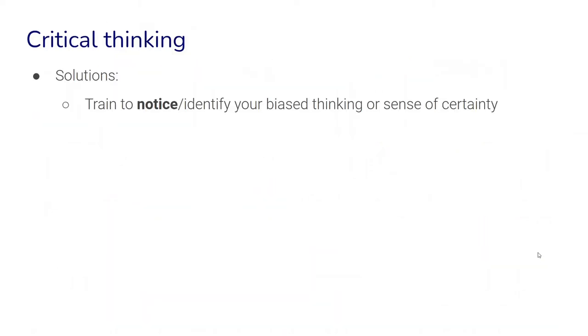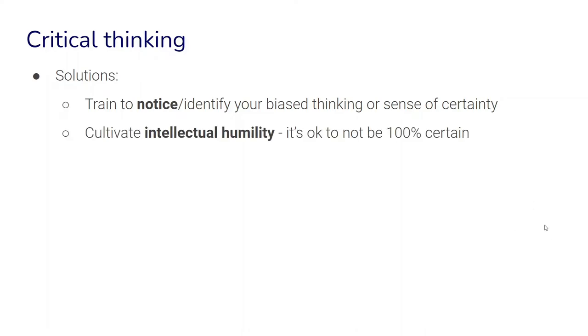So what can we do? Well, we can first of all train and practice to notice and identify our biased thinking, including our need and sense for certainty. We can practice cultivating intellectual humility, meaning the ability to be okay with not being 100% certain.